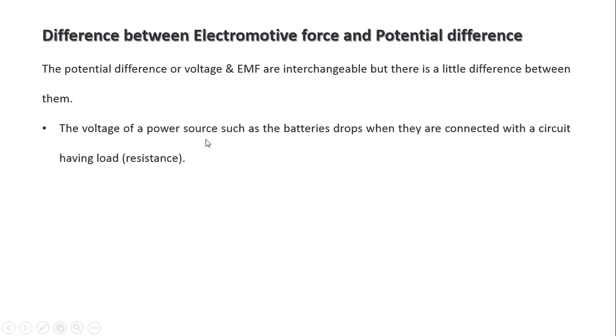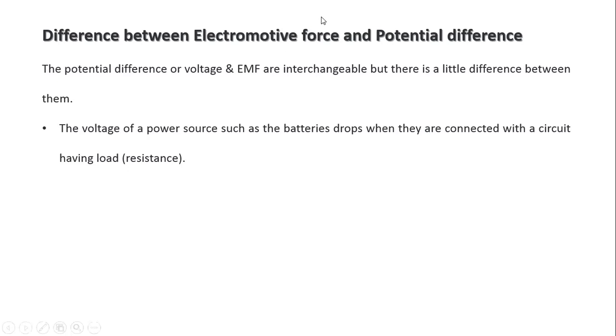The voltage of a power source such as a battery drops when it is connected with a circuit having load resistance. This is obvious: when you apply voltage and a load, any consuming element, is attached to the circuit, you will lose the battery after a certain amount of time, because that voltage is being consumed by the load attached within the circuit. That is why.